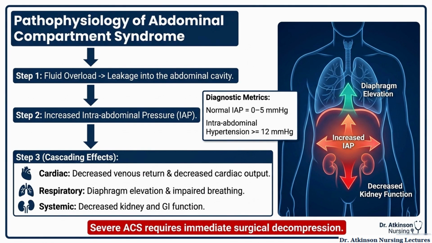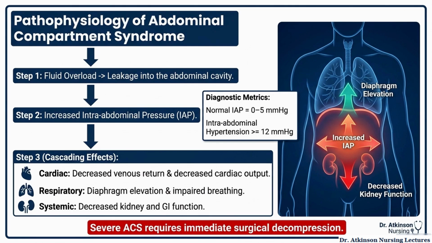Abdominal compartment syndrome is a direct complication of aggressive fluid resuscitation, and you need to understand it completely. Step 1. Fluid overload causes leakage into the abdominal cavity. Step 2. The accumulated fluid raises intra-abdominal pressure. Normal IAP is 0 to 5 millimeters of mercury. At 12 or above, you have intra-abdominal hypertension. That is your clinical alarm.